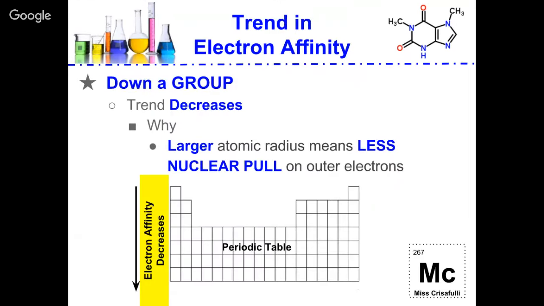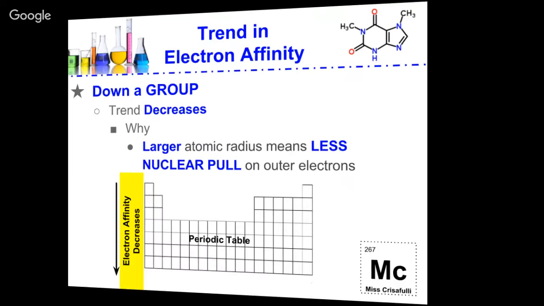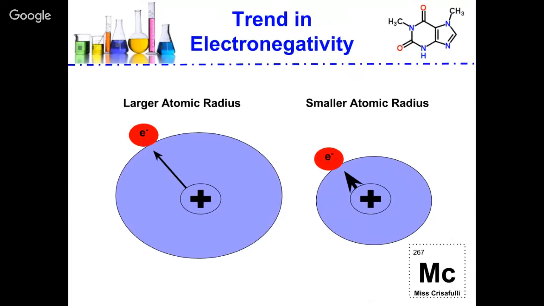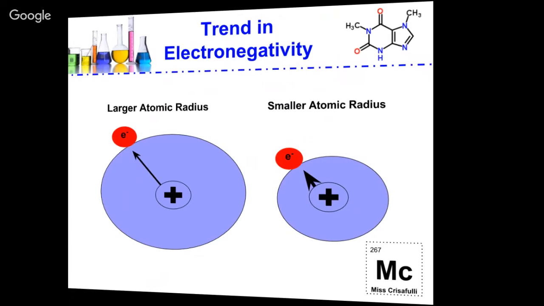Down a group, the electron affinity is going to decrease because as you have a larger size, you're going to have less of a pull on those outer electrons. So the attraction of those outer electrons is going to decrease. So remember, the distance between those oppositely charged particles gets larger as you go down a group. So that is going to make the attraction weaker.